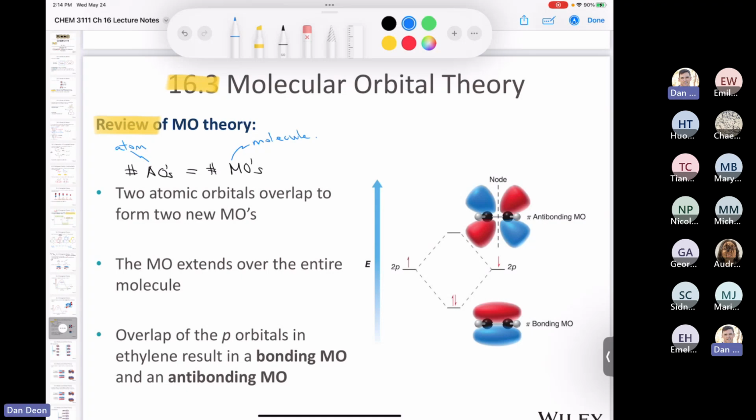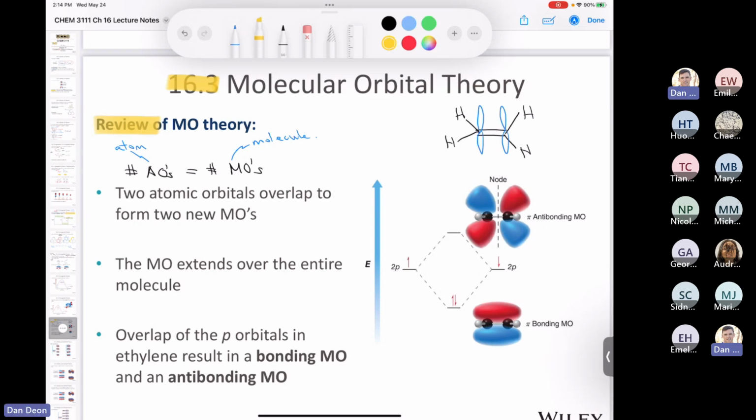So let's go look at the last point. It says the overlap of the p orbitals in ethylene result in a bonding molecular orbital and an antibonding molecular orbital. So all we're looking at here is the molecular orbitals that result from the overlap of the two p orbitals on each of the carbons in ethylene. So this is just an ethylene molecule, okay? And both of the carbons in ethylene are sp2 hybridized. So they both have an unhybridized p orbital.